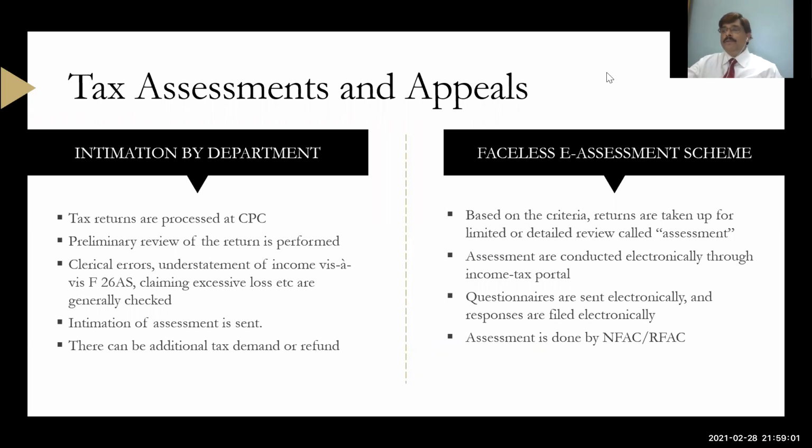So what happens once you file your income tax return? Once you file your income tax return, there is the Central Processing Center of the Income Tax Department, which makes a preliminary processing of the return. And if there are any refunds, the refunds are allowed. If there are any mistakes committed by the taxpayer while filing the return, these are rectified. These are adjusted by the CPC.